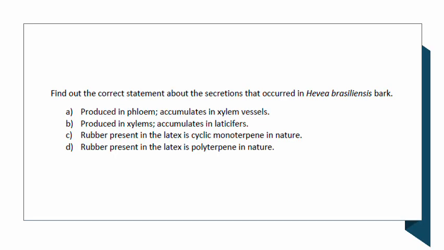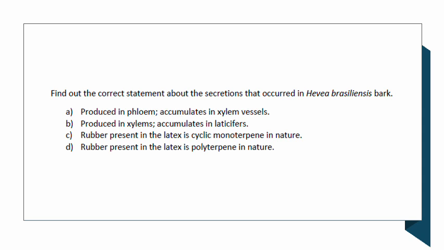The next question is, find out the correct statement about the secretions that occur in Hevea brasiliensis bark. Option A, produced in phloem, accumulates in xylem vessels. Option B, produced in xylem, accumulates in laticifiers. Option C, rubber present in the latex is cyclic monoterpene in nature. Option D, rubber present in latex is polyterpene in nature.